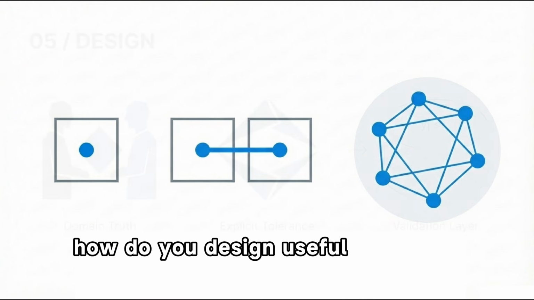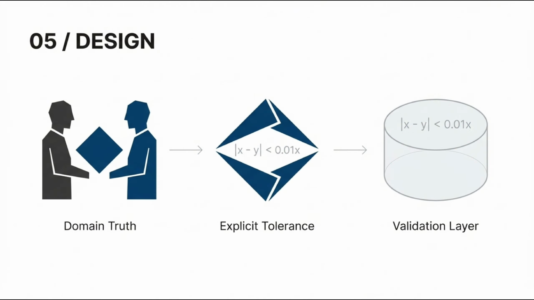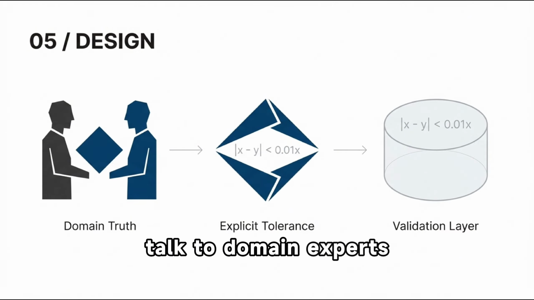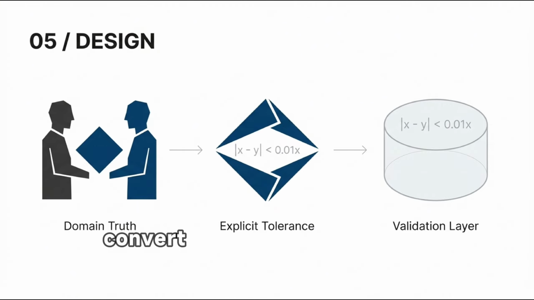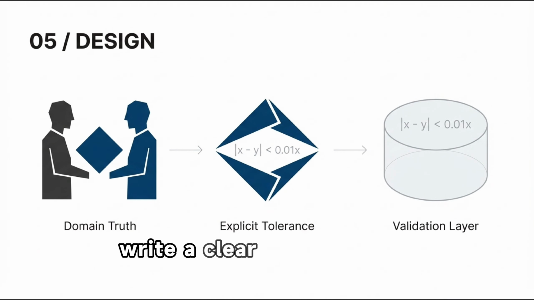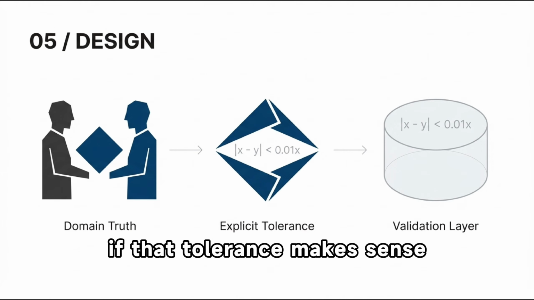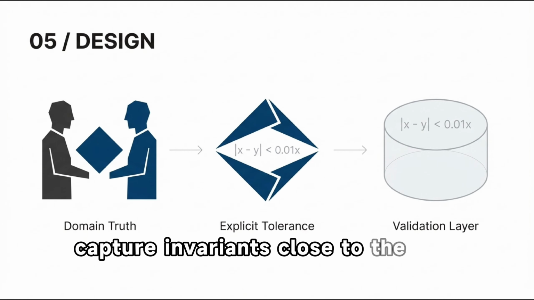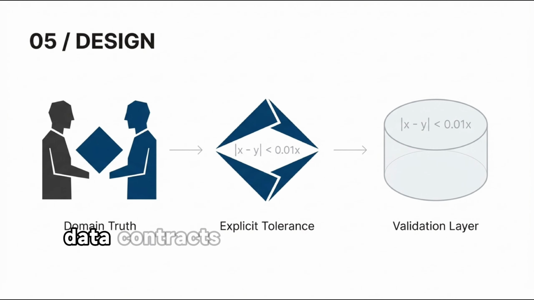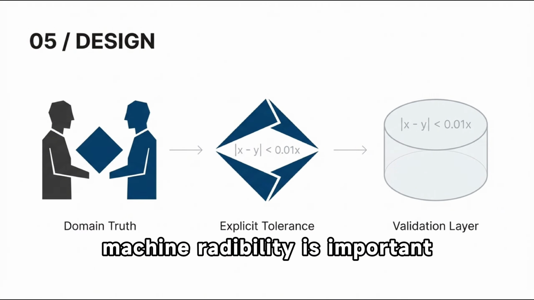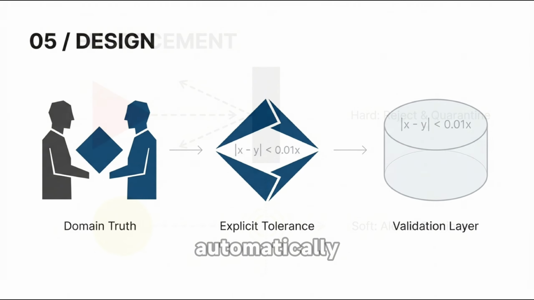How do you design useful invariants? Start with domain truth. Ask what relationships must hold if the data is correct. Talk to domain experts. Inspect sources and business rules. Convert those rules into clear statements. Prefer simple, testable rules. Instead of "totals should be roughly consistent," write a clear tolerance rule if that tolerance makes sense. Make the tolerance explicit. That's part of the invariant. Capture invariants close to the data. Put them in schemas, data contracts, or validation layers in the pipeline. Machine readability is important. The system should be able to execute the invariant automatically.